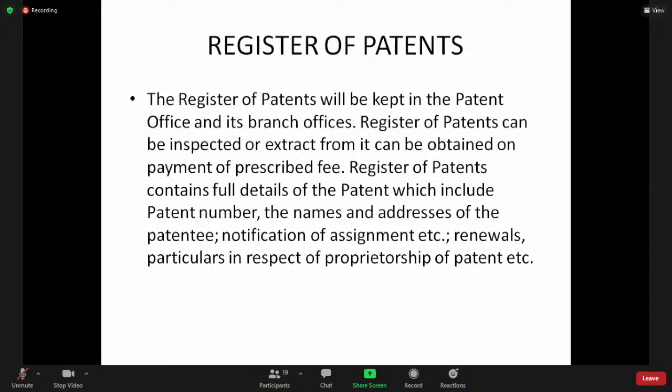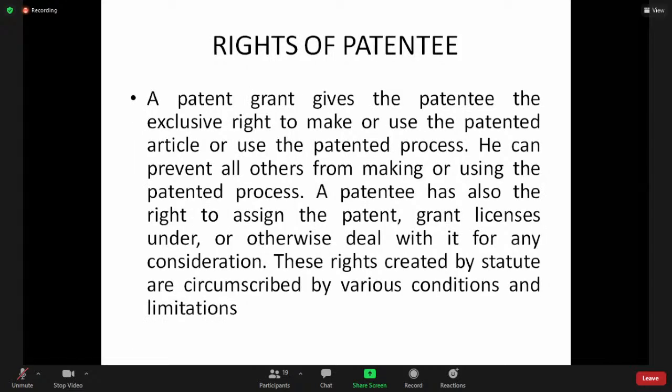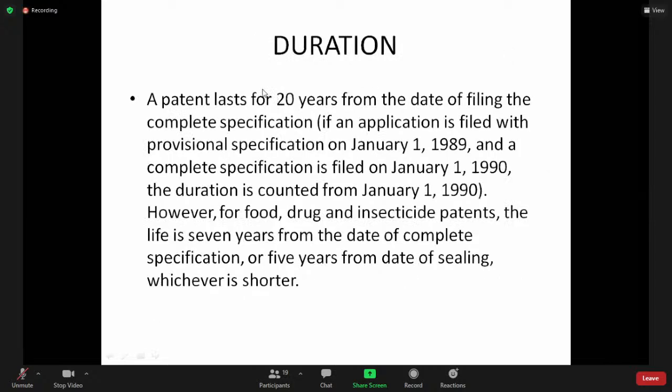So this is the procedure. And now, what are the rights of the patentee? A patent grant gives the patentee the exclusive right to make or use the patented article or use the patented process. So you can give it to another person also. That is your property, right? The duration is 20 years from the date of filing, right? It is the date of filing.